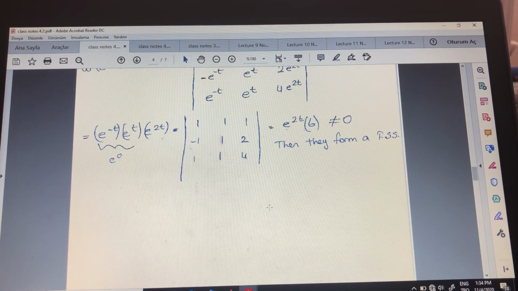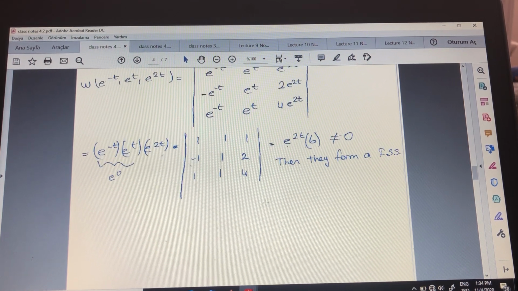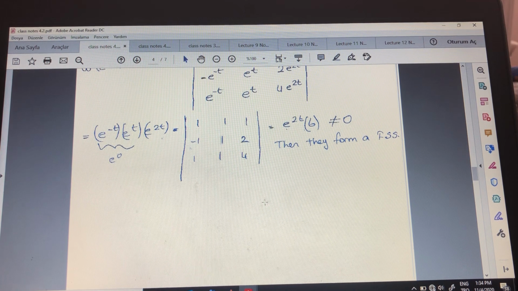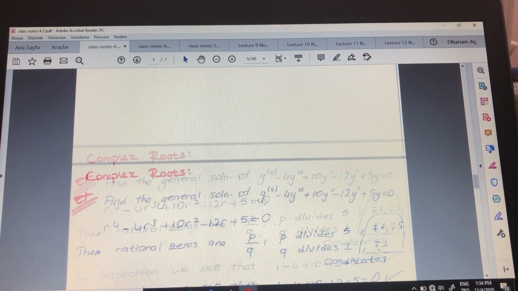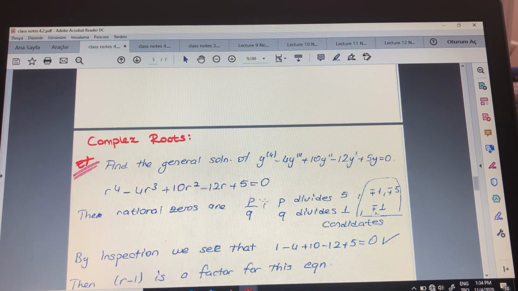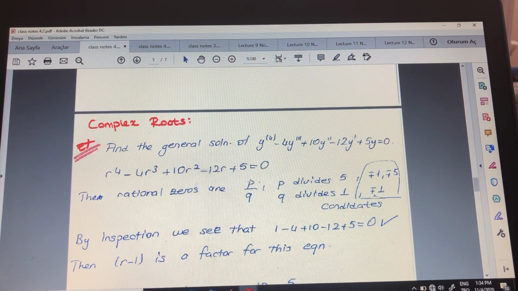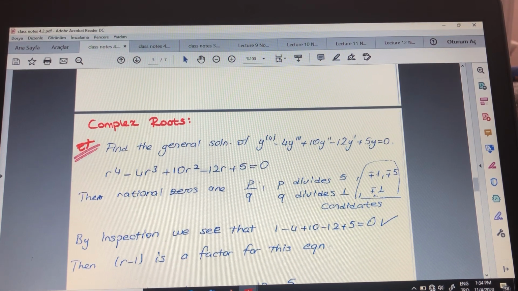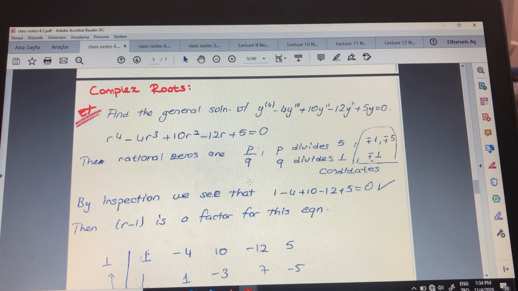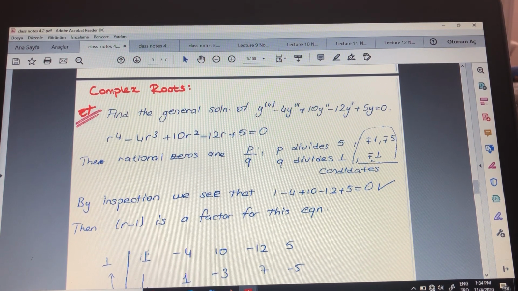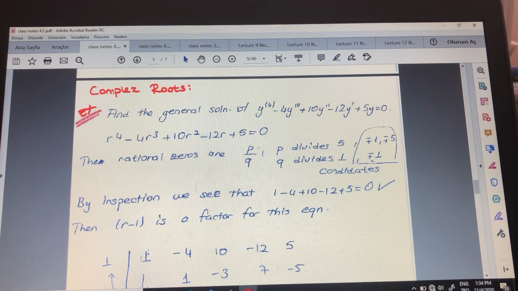Then you can say that they form a fundamental set of solutions. Okay? It is that easy. Of course, there are other roots you can find, other than repeated roots or distinct roots. You can get complex conjugate roots. And this is just one example. Look at that. This is a fourth order differential equation.